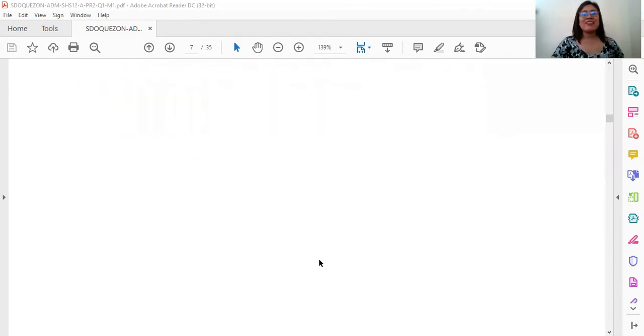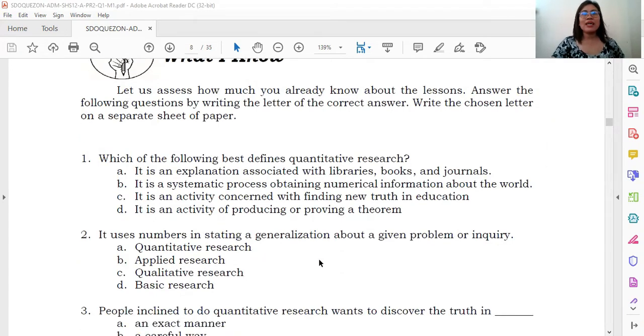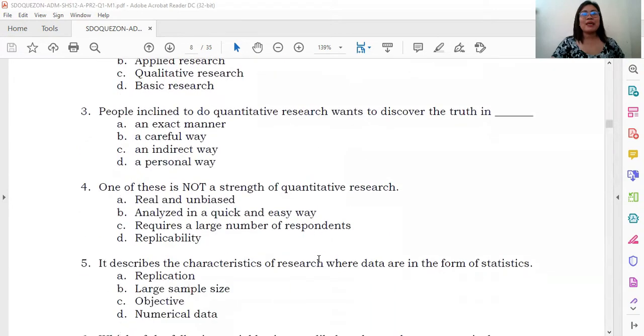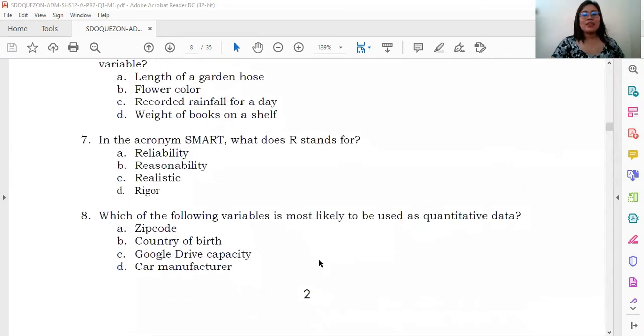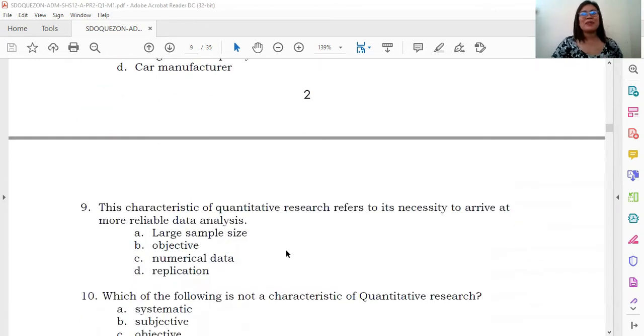Now that you know what is expected of you for this module, you can start answering What I Know. There are 15 items, and there's an allotted space in the activity sheet which I have sent to you, which I will also present later on to guide you on where to put your answers for this part.